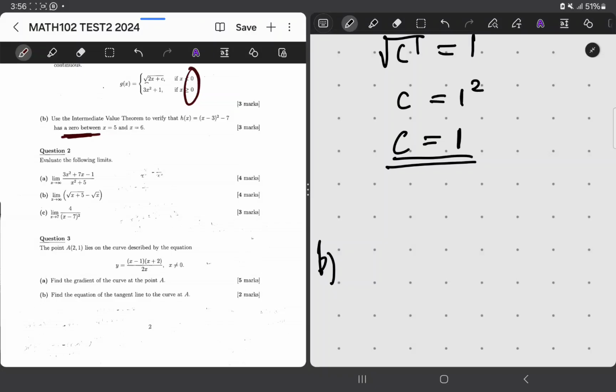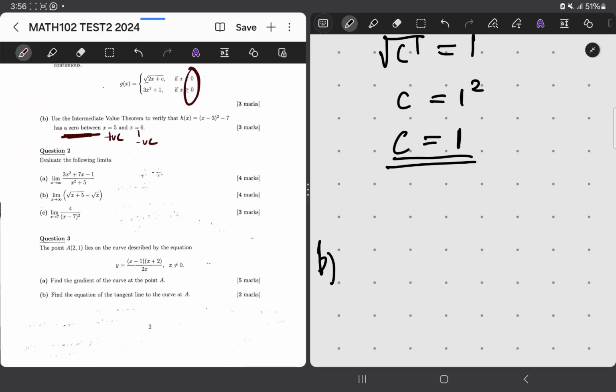That is, if they say verify that there is a 0. What do they mean by saying there is a 0? It just means there is a value of x which will give you an answer of 0. So if you get this value of x, if it gives you a positive, then the other one gives you a negative. That means between them, there is a value of x which will give you an answer of 0. Because you can't go from positive to negative or negative to positive without passing through 0 for a continuous function.